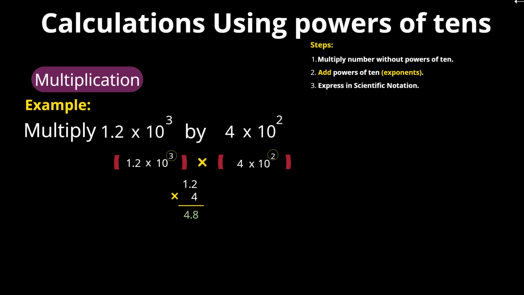We have 3 and 2, and let's add the exponents. 3 plus 2 is 5. And now we have our new power of 10, which is 10 to the 5th power. Let's bring it down, and we have 4.8 times 10 to the 5th power, and that's our final answer, already expressed in scientific notation.